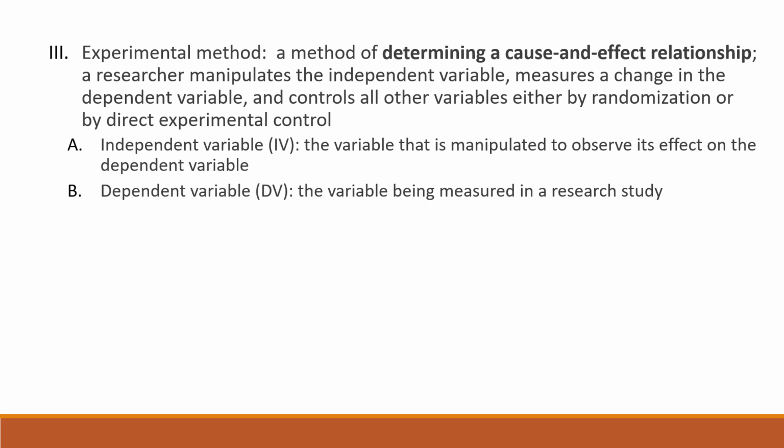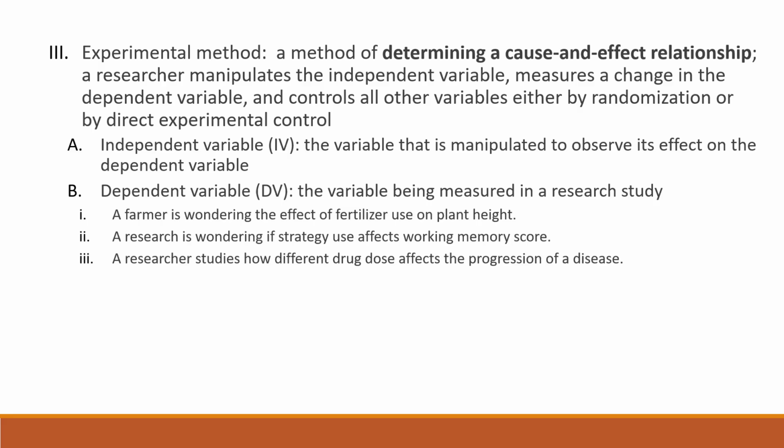The dependent variable is a variable being measured in a study. I like to think about it as being dependent on the independent variable. Some examples here. If a farmer is wondering about the effect of a fertilizer on plant height, they can try different types of fertilizer. Because this is something you can manipulate, it is the independent variable. Plant height is hypothesized to depend on the fertilizer and is the dependent variable.